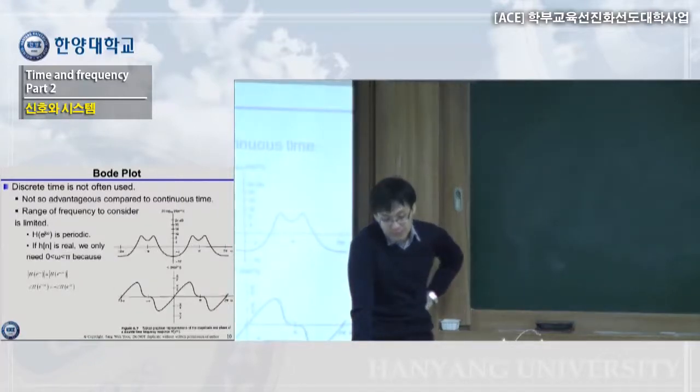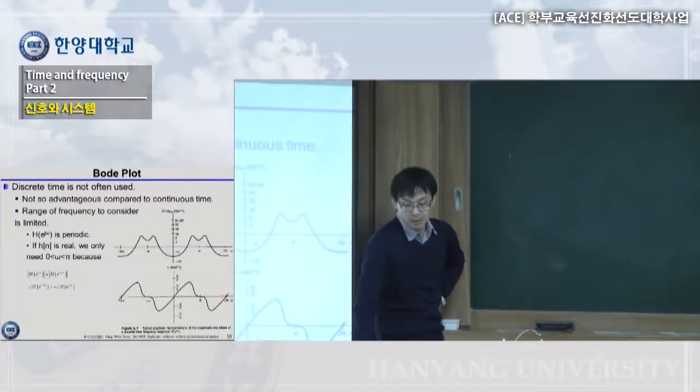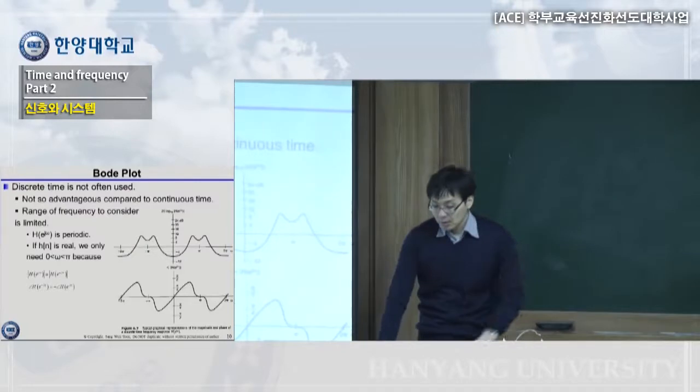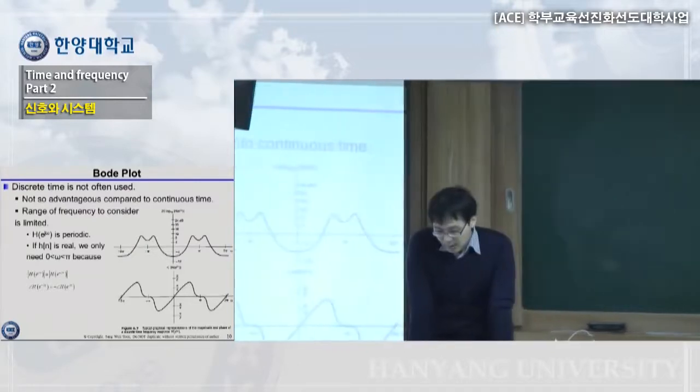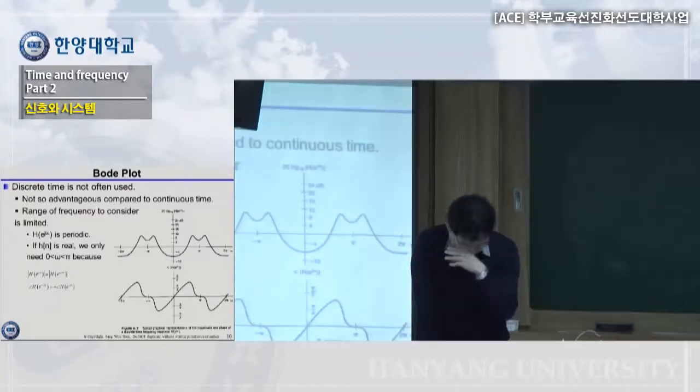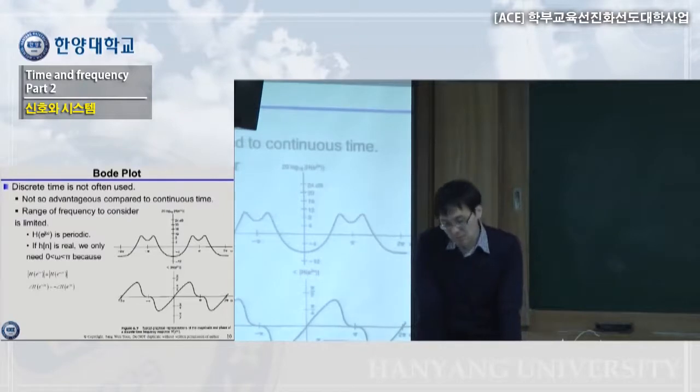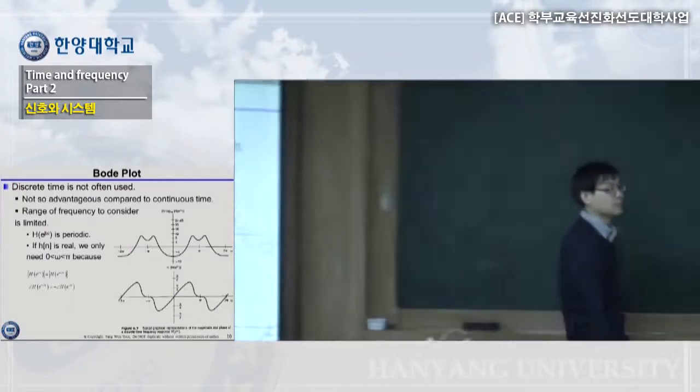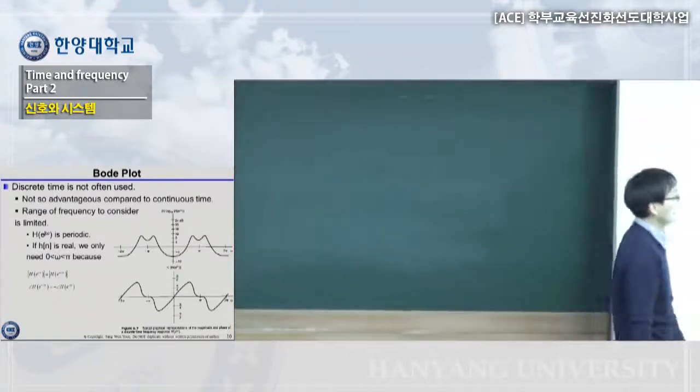So let's plot it. In Bode plot, discrete time is not often used. They are not often used because they are not so advantageous compared to continuous time. Why?